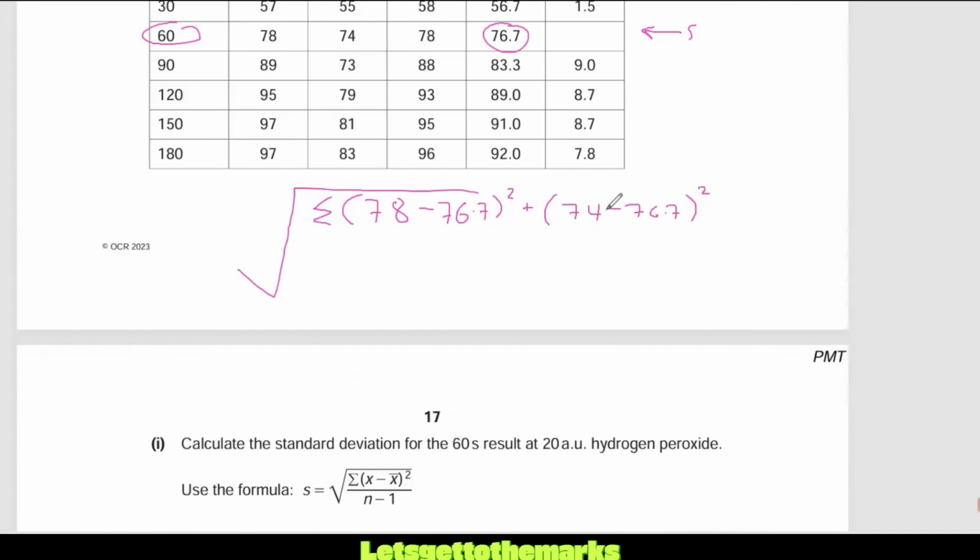Well, by squaring it, you get rid of negative numbers. Like that's going to be a negative number. Doing a negative times a negative, you get a positive, and then you square root to get rid of the square after you've squared them all individually. So that's essentially why they do that. And then we're going to do 78 minus 76.7, which is going to be the same answer, isn't it? We're going to square that.